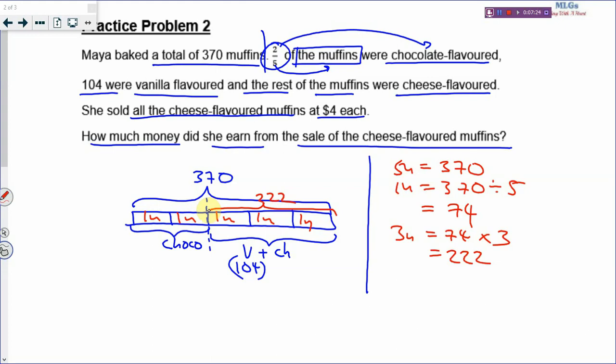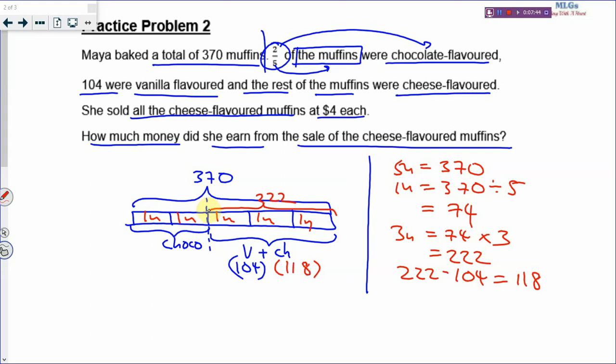Alright, and then you can find how many cheese flavored muffins. You take 222 minus 104. That will give you 118 cheese flavored muffins, and you put down over here.